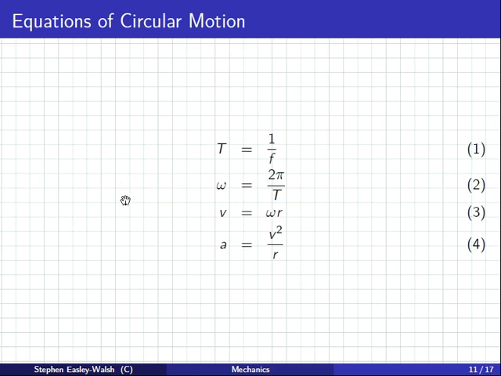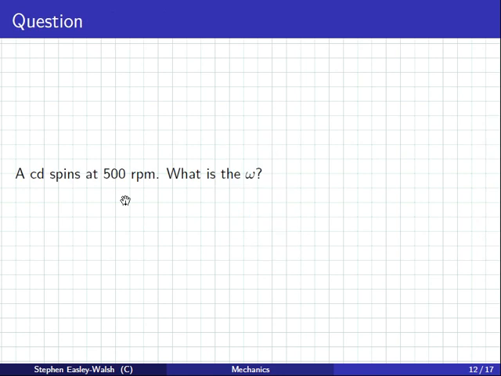And that's the main four formulas. We'll have a look at some examples now. The first one is kind of a physics question. Do you have all those? A CD spins at 500 RPM. What is the omega? Does anybody know RPM? Revolutions per minute. That's what they use in cars, on the gauge. So 500 RPM.